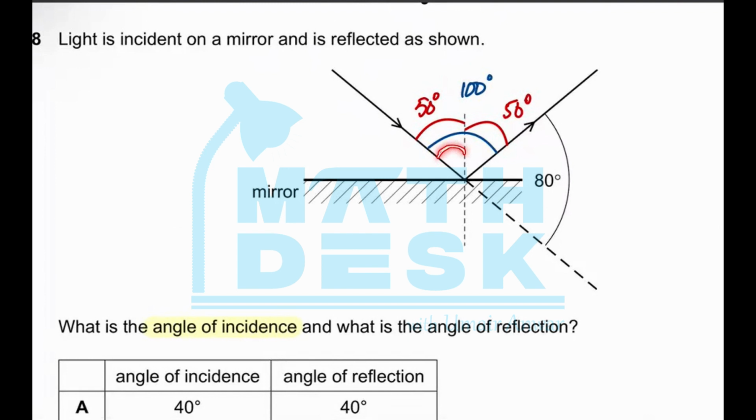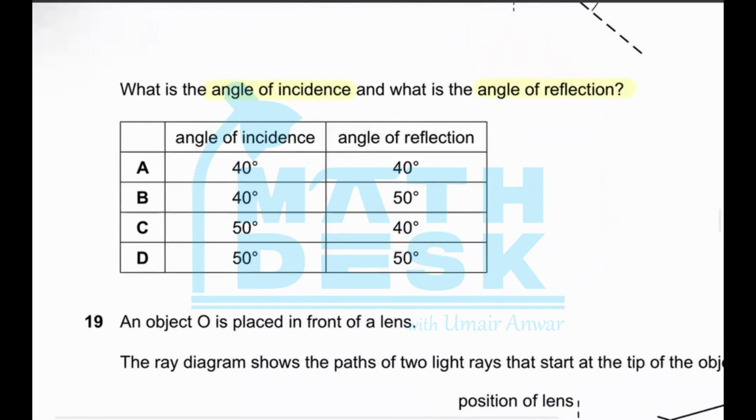And the angle of reflection, this angle is measured between the normal and the reflected ray. So this angle would be this one, and it is also 50 degrees. So according to the given options, option D would be the correct option in this scenario.